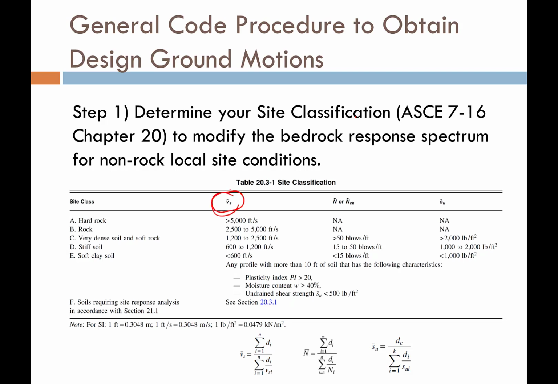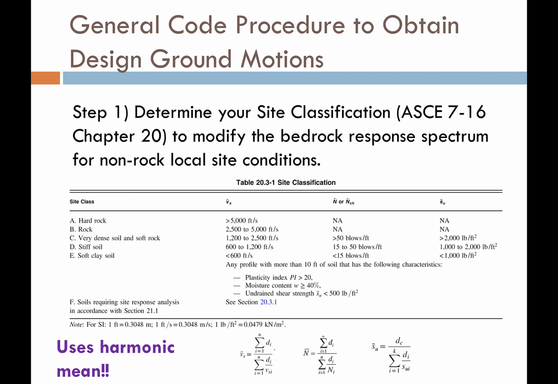So here we are in a table in the code, and you can determine site class one of different ways. If you measure the average shear wave velocity of the site, then you are able to determine the site class. Okay, now which average shear wave velocity do we talk about? Now remember, we're not talking about the arithmetic mean, but we're talking about a harmonic mean. And it's computed a little bit differently than we would with the arithmetic.